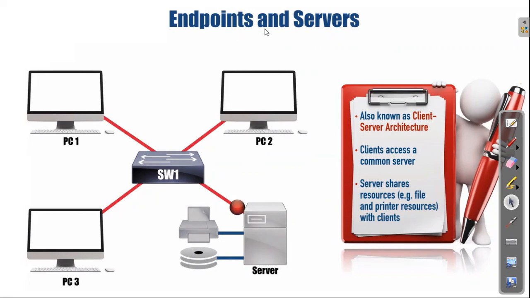The next, endpoints and servers. Endpoints mean PCs, or printers, or storage devices, anything. This may be a server, right? It is given separately. Endpoints mean the end user devices, also known as client server architecture. Here will be a server. The server will control all the clients. That type of network is called a client server network.